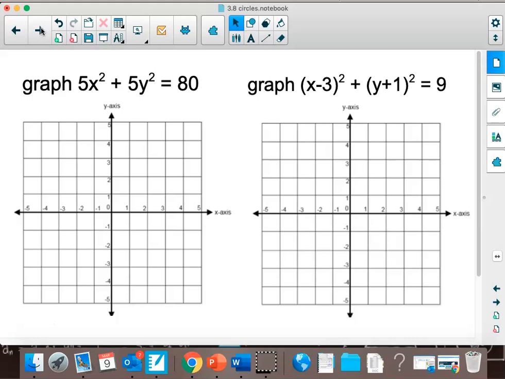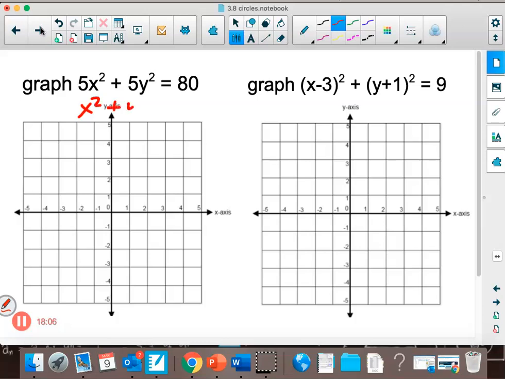In order to graph it, what are you going to have to do first? Divide everything by 5. So when you divide everything by 5, x squared plus y squared equals what is 80 divided by 5? 16. What's the center of this circle? 0, 0. What's the radius? 4. When I have to graph a circle, I plot my center, and then I go out by my radius, like left, right, up, down, and then I just connect the dots.